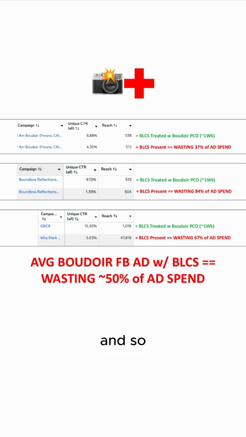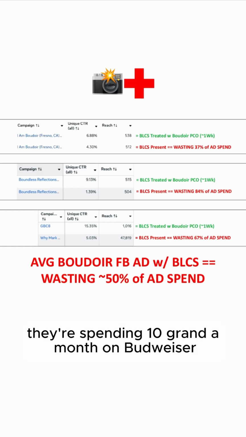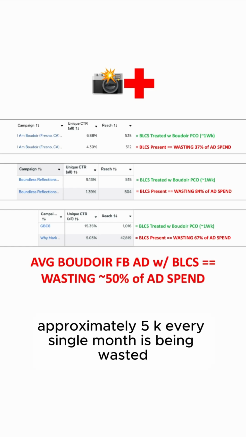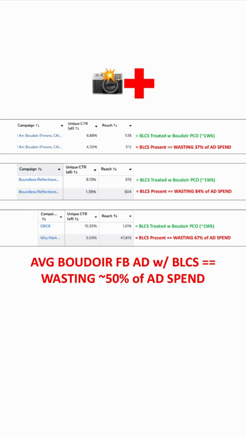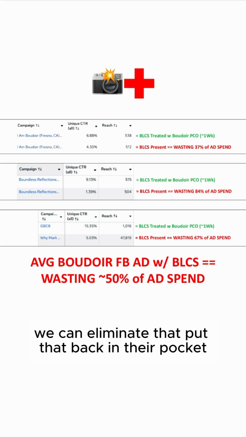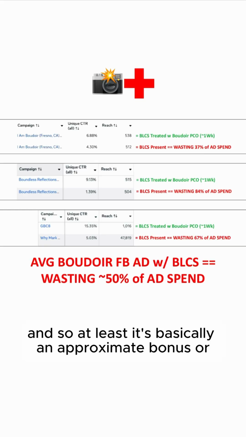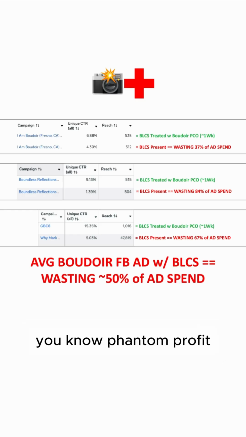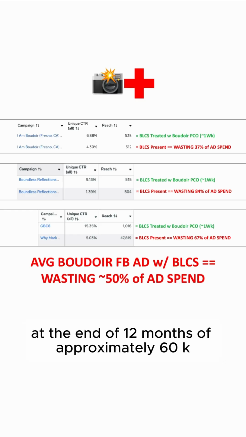And so they're spending 10 grand a month on boudoir Facebook ads. Approximately 5K every single month is being wasted, literally every single month. So if we can eliminate that and put that back in their pocket, it's basically an approximate bonus or phantom profit at the end of 12 months of approximately 60K.